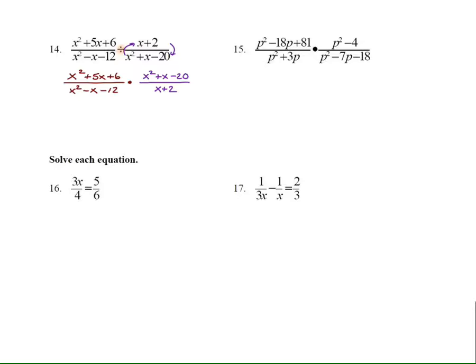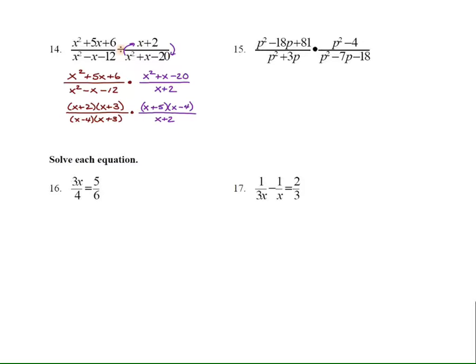Then I'm going to factor each part of each fraction as much as possible. So the top will factor into x plus 2, x plus 3. The bottom will factor into x minus 4, x plus 3, times the top will factor into x plus 5, x minus 4, and the denominator of that second fraction now doesn't factor at all.